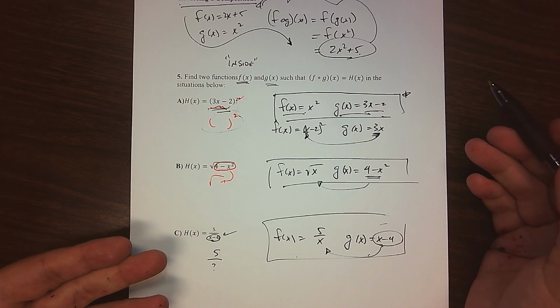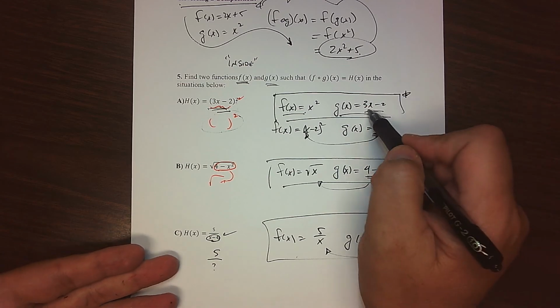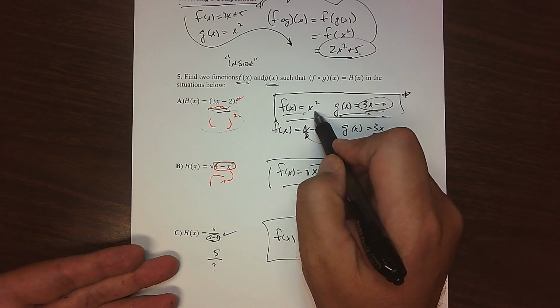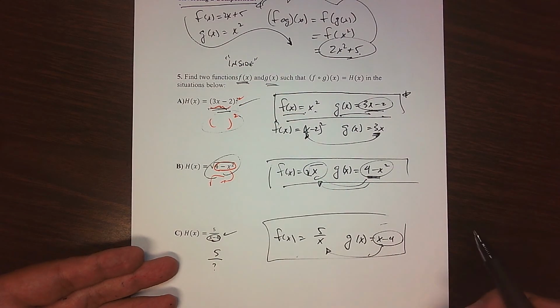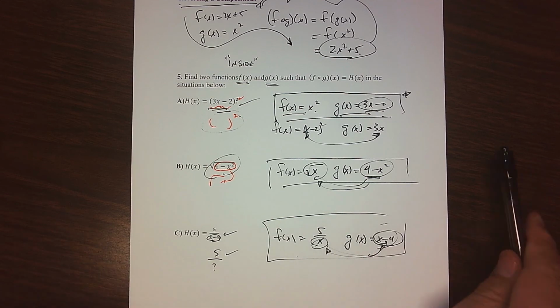And what's really cool is you can check yourself really quick. Like up here, I can see if I put this inside the squaring function, I get that. If I put that underneath the radical, I get that. If I put this into the denominator, I get that. That's the really cool thing, you can check it by actually performing the composition.